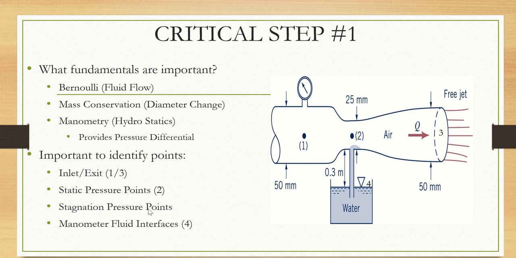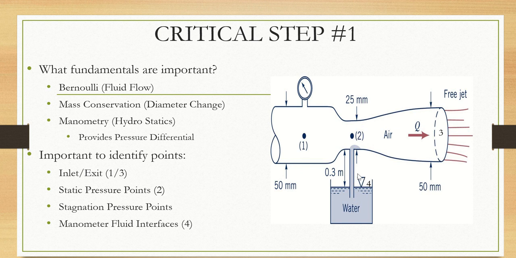We also look to see if we have a stagnation pressure point. Here in this problem, there are no stagnation pressure points, and so we don't need to identify those points. If we have a manometer in the problem, we want to identify a point at the interfaces between the different manometer fluids, including the exit point or the atmosphere. Here, there's only one fluid in my manometer. It is H2O, and the exit point is at point 4. It's the interface between the water and the atmosphere.